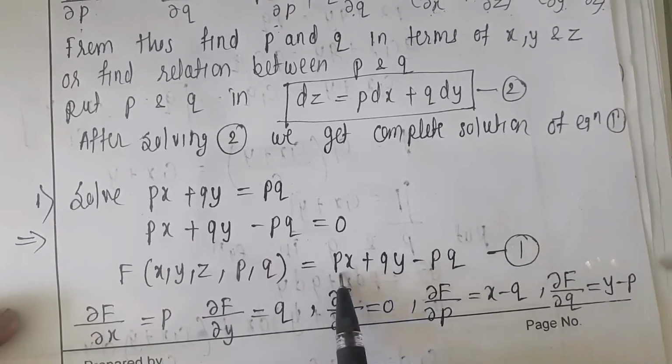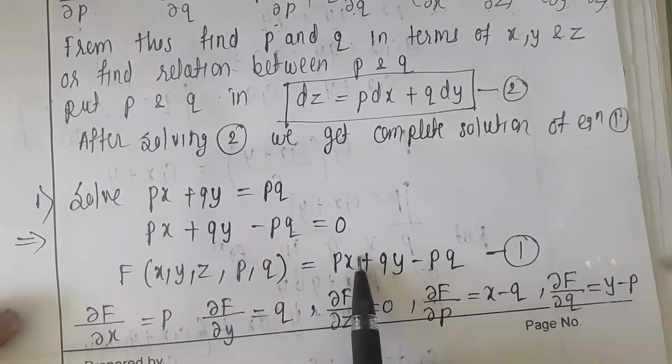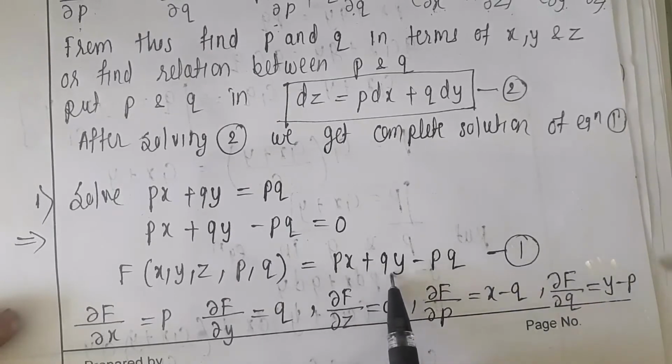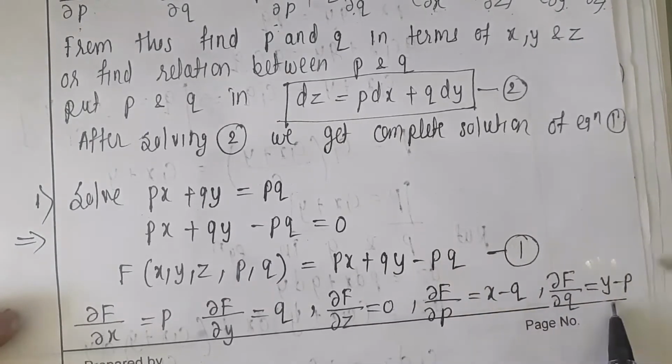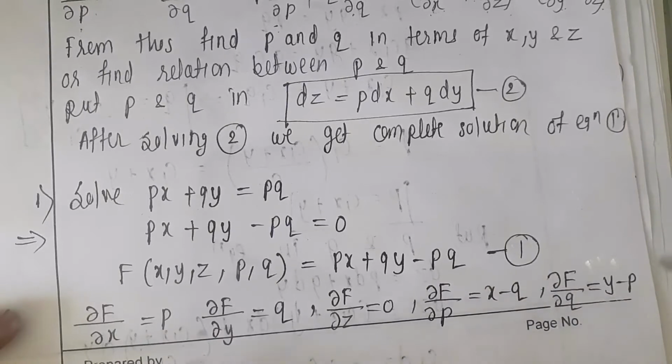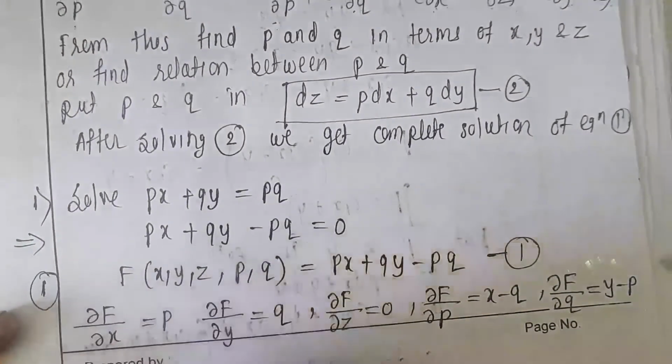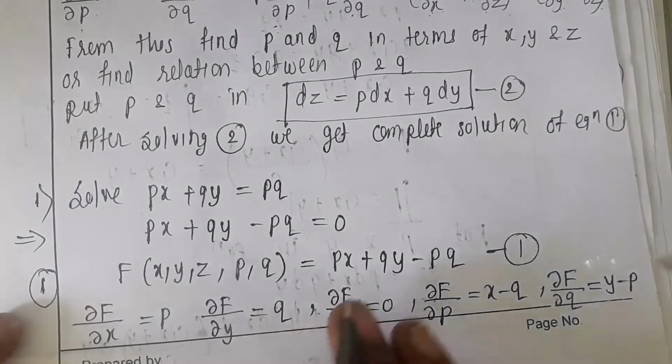∂f/∂p, so it is x minus q. And ∂f/∂q is equal to y minus p. So we obtain all the derivatives. This is our first step: denote f and find out its derivatives.